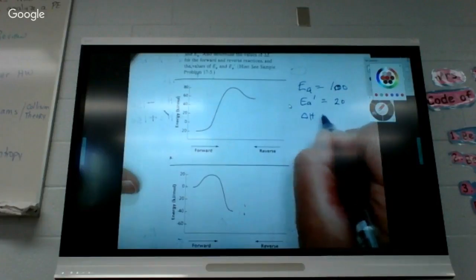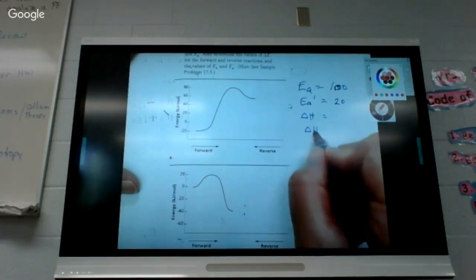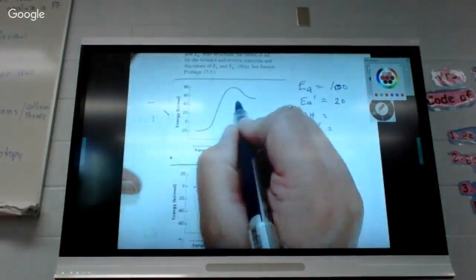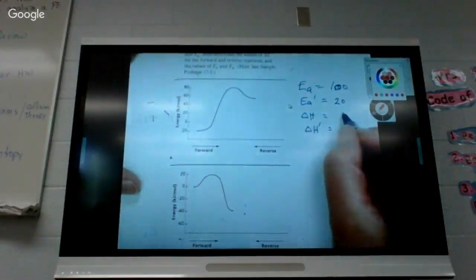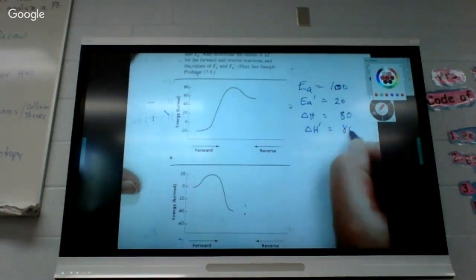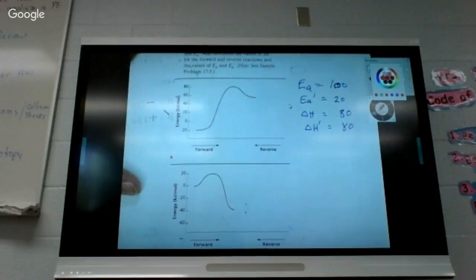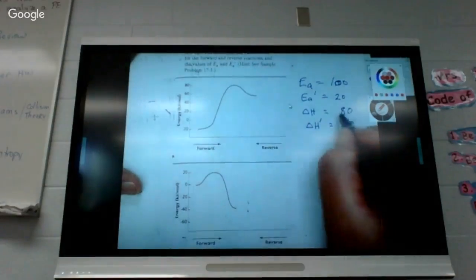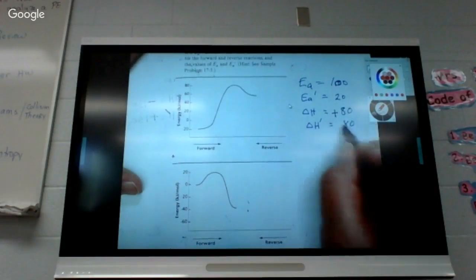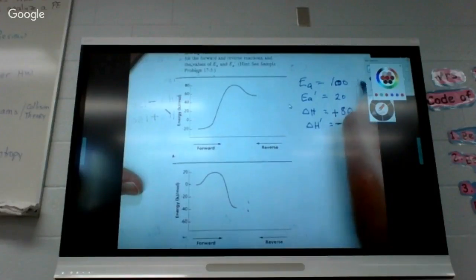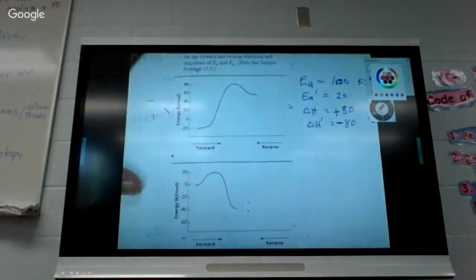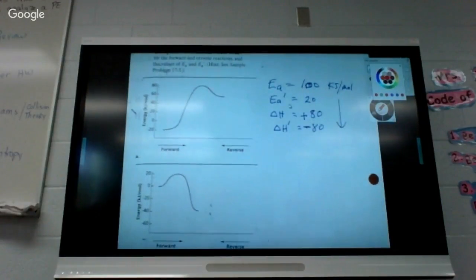Delta H to delta H reverse, we go from what? 60 to negative 20 is 80. So is this an endo or exothermic graph? It's endo, so positive, and then reverse will be negative. All of the units should be kilojoules per mole all the way down. Everybody got it? Anybody not get it? Need me to redo it?